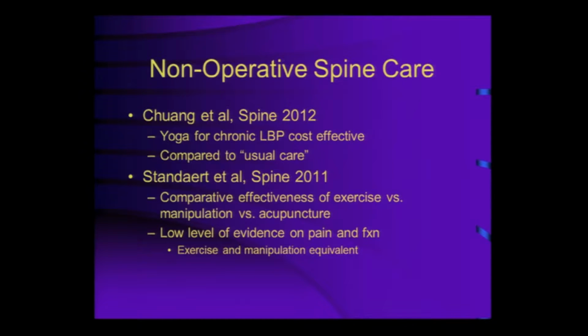But there are a lot of details about this and why this may or may not be important. And all we found evidence on was exercise and manipulation. It seemed relatively equivalent. But again, very low level of evidence. We had very weak recommendations in this regard in the paper. And really we found almost nothing on cost effectiveness, which makes it very difficult.